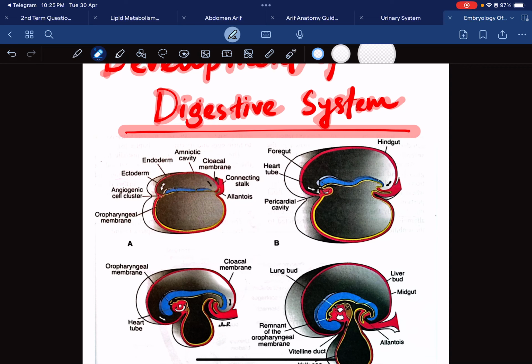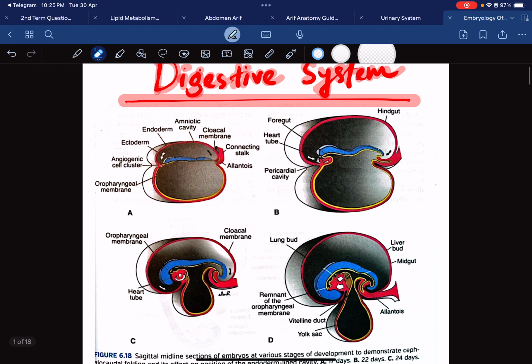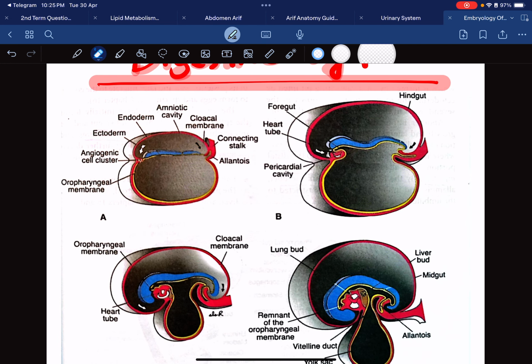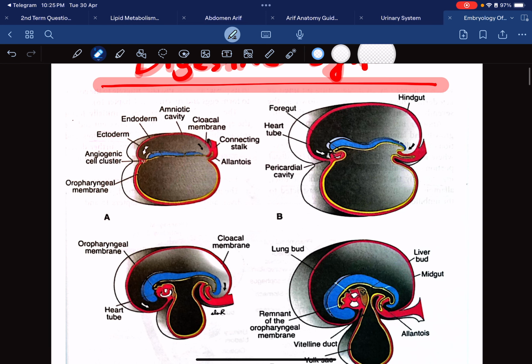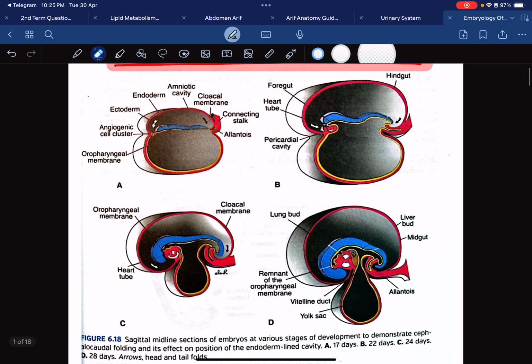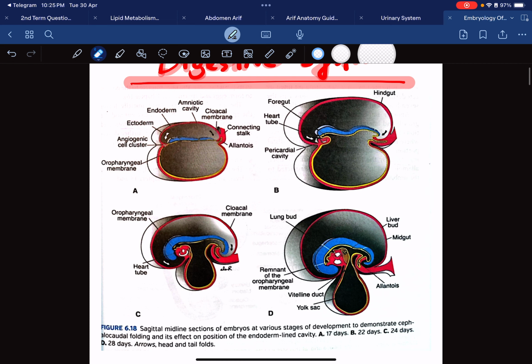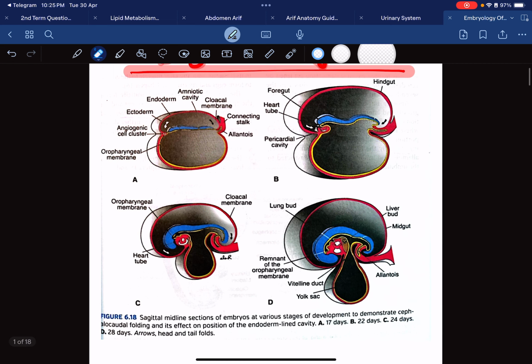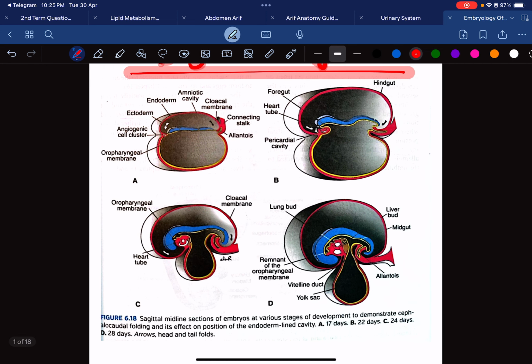Alright, so today we are studying the systemic embryology, development of the digestive system. Let's begin. As we speak, we have the diagram of the yolk sac, the amniotic cavity of the embryo. Alright, we have the diagram of the embryo here. Now, as we see, this is the amniotic cavity, this is the yolk sac, this is the cephalic end, this is the caudal end of the embryo.